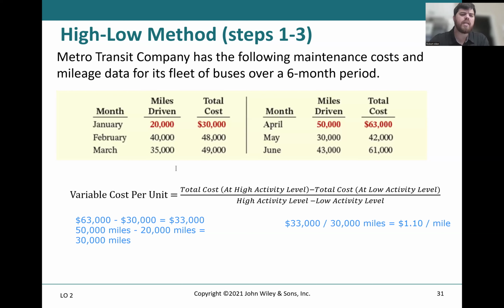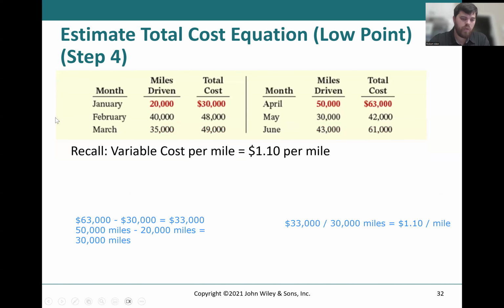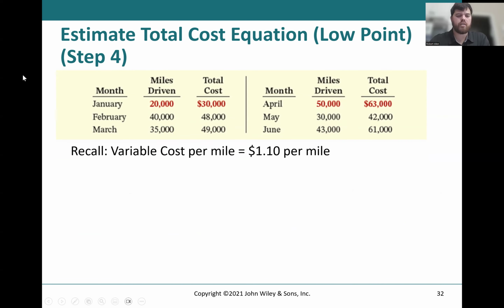But now we need to actually write our total cost equation. To do that, we're going to have to do a little bit of algebra here. So I gave you a note here. I said, recall that we just saw this is $1.10 per mile. But we want to estimate the total cost equation. Now, I will tell you, it does not matter if you use the high point or the low point. You will get the same answer, but I strongly encourage you to use both points.